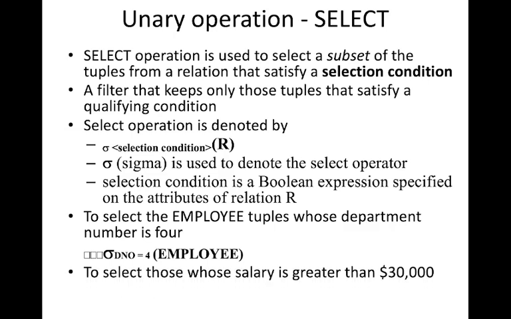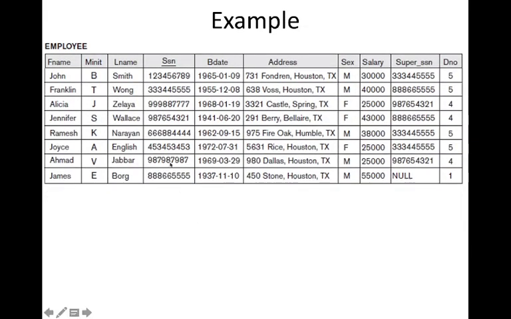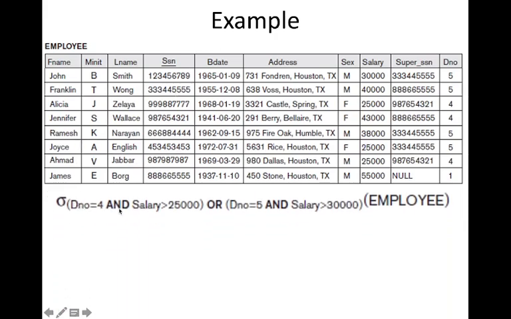To select those employees whose salary is greater than 30,000 from the employee table, you can simply write sigma salary greater than 30,000 of employee. We'll see an example. This is the employee table. If you perform this, this is a selection condition, a Boolean expression. This is a very lengthy Boolean expression, so we will see what it is.